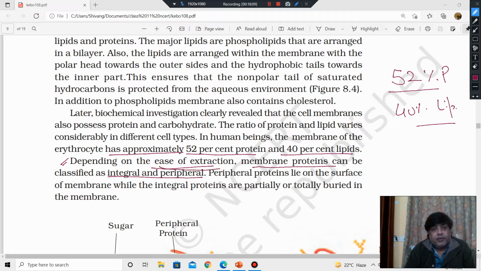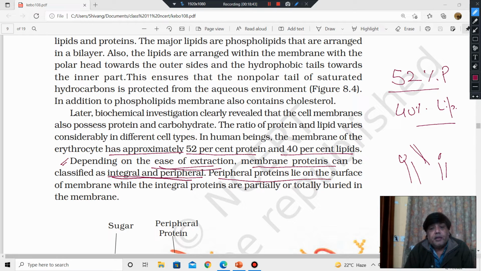Depending upon the ease of extraction, how easily you can extract the protein from the lipid bilayer. Depending on the ease of extraction, membrane proteins can be classified. We have classified the membrane protein into two categories, integral protein and peripheral protein, depending upon the ease of extraction. How easily you can extract the protein from that lipid bilayer; on that basis we have classified the protein into two categories, integral and peripheral.